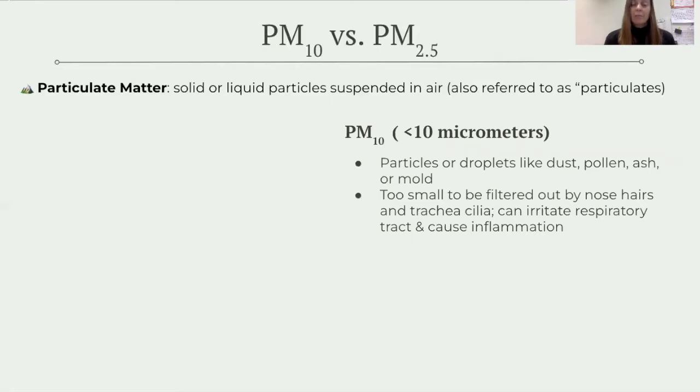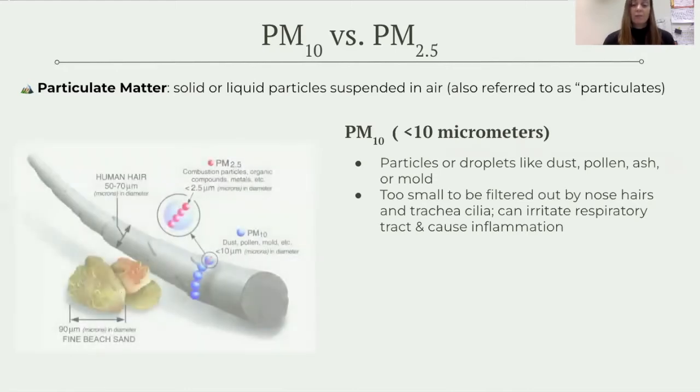PM10 means that the particle size is less than 10 micrometers. Okay, so these are little tiny particles or droplets like dust, pollen, ash, or mold. They are too small to be filtered out by our cilia, our nose hairs, and they can irritate the respiratory tract and they can cause inflammation.